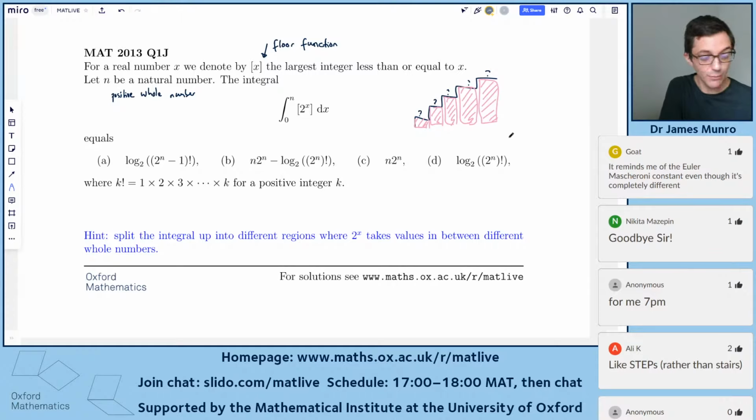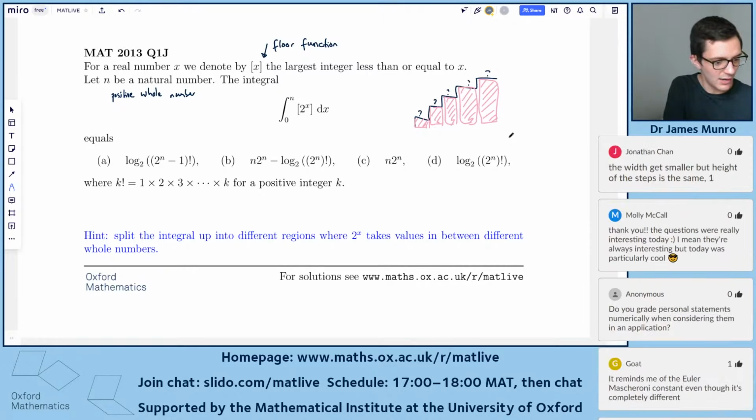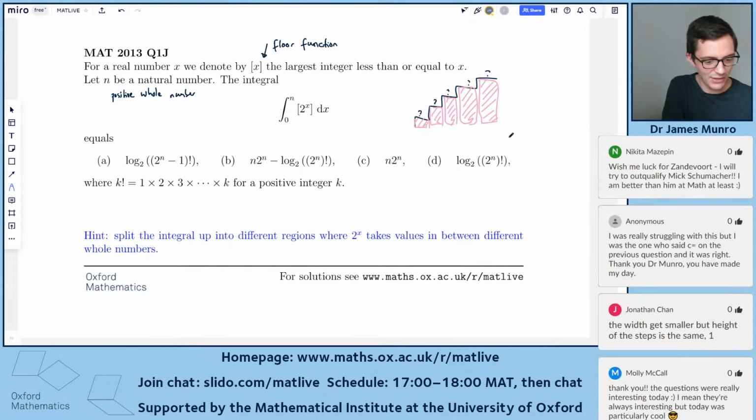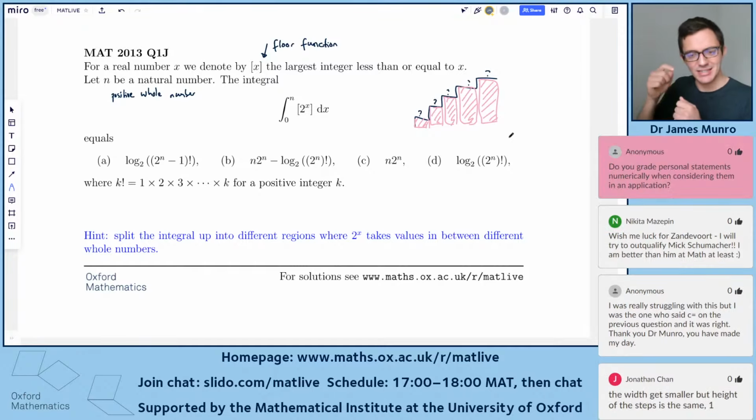Good. Is the width the same for all of them? That's a good step construction idea. In fact, Sam, the stairs are actually different widths, so it's slightly awkward. Cool. One person says, we got it, but it's C. Right, cool. C was the previous question. Right, good. Okay. Yeah, Jonathan, I agree. The width gets smaller, but the height stays the same. Height's always 1.